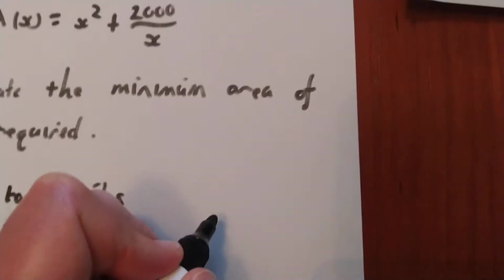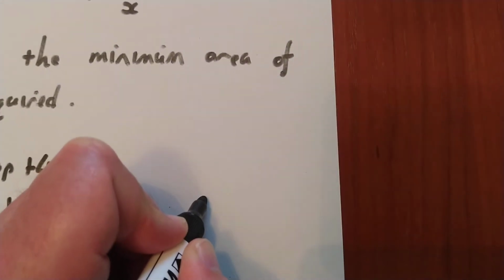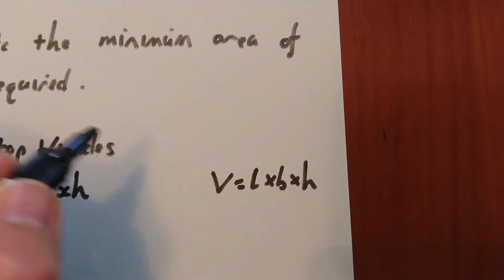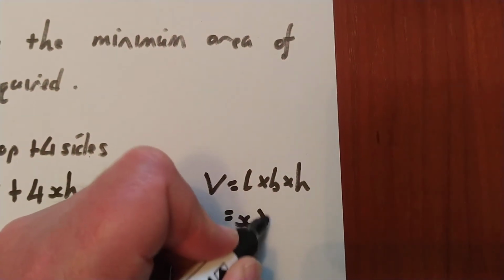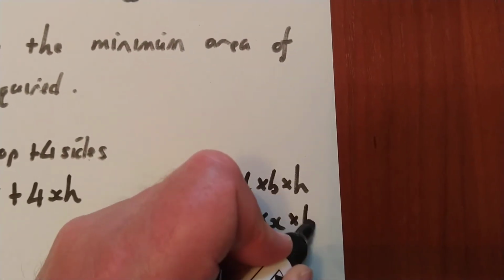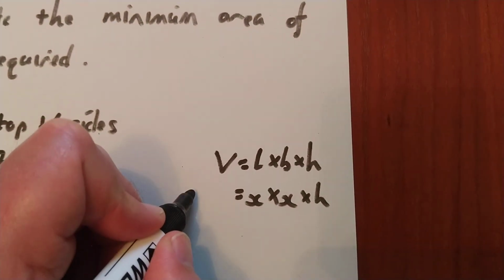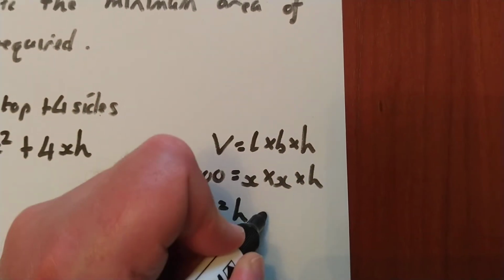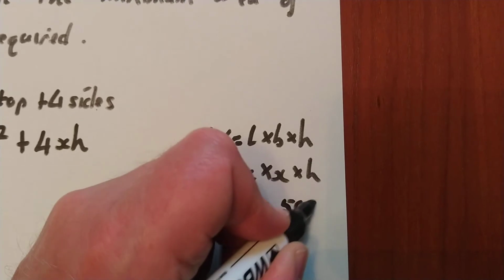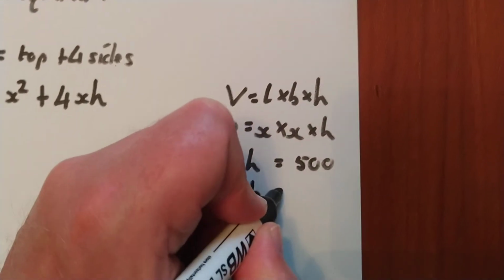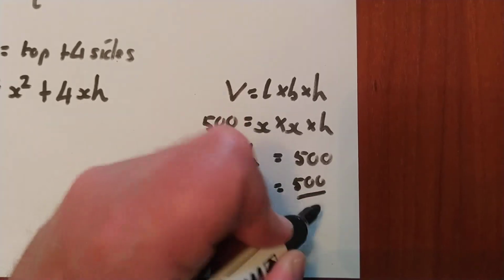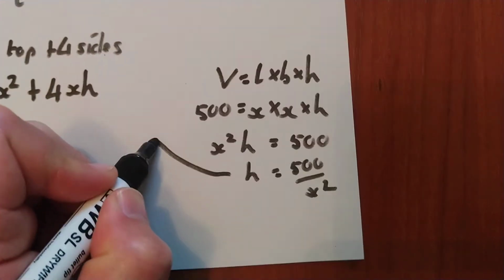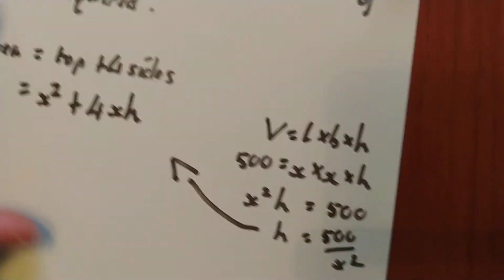So I'm going to go to one side and record the second piece of information. Volume is length times breadth times height, which will be x times x times height. And therefore I know, since the volume is 500, x squared h is 500. So h is 500 divided by x squared. I'm going to substitute in my main calculation.